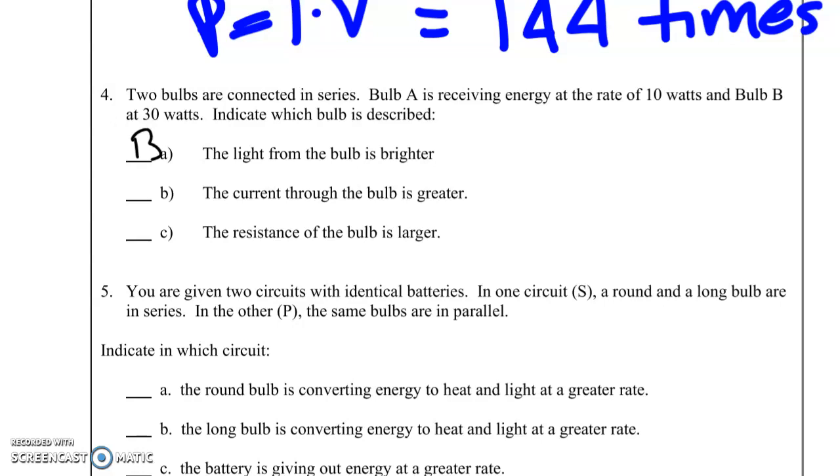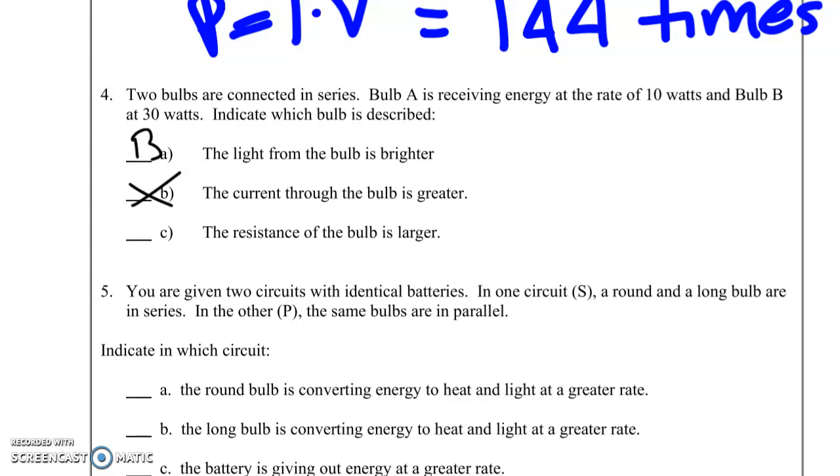Which one has a greater current through the bulb? Well, this is kind of a trick question because these 2 bulbs are connected in series. Since they're connected in series, actually they both have the same current.